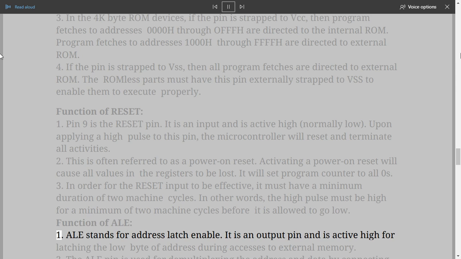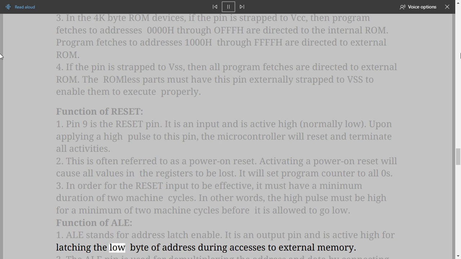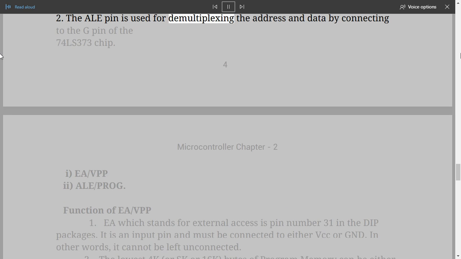Function of ALE. 1. ALE stands for Address Latch Enable. It is an output pin, and is active high for latching the low byte of address during accesses to external memory. 2. The ALE pin is used for demultiplexing the address and data by connecting to the G pin of the 74LS373 chip.